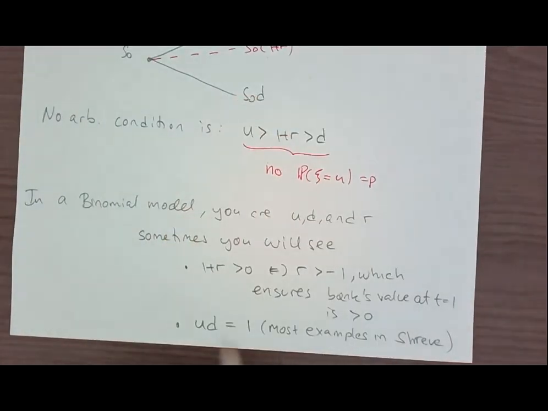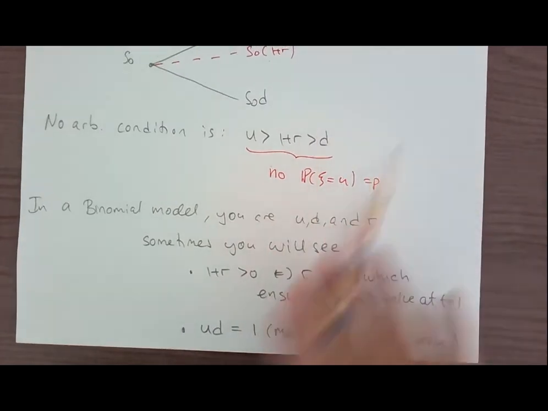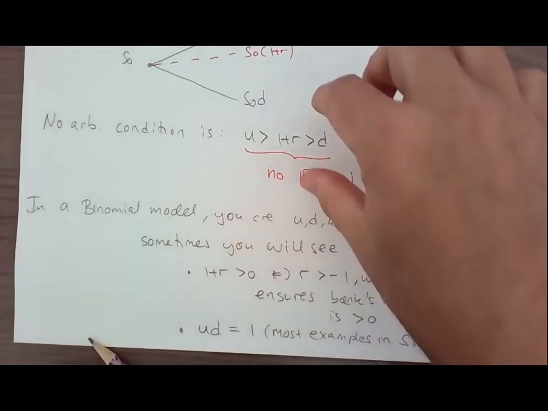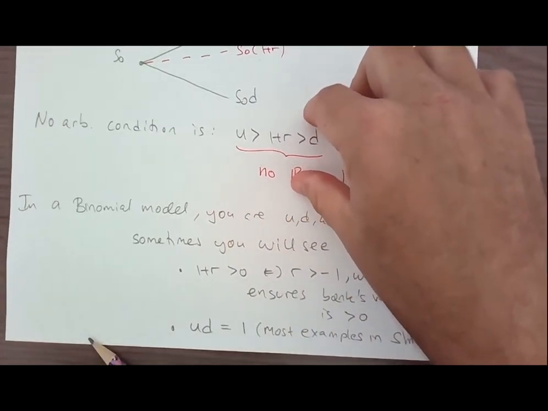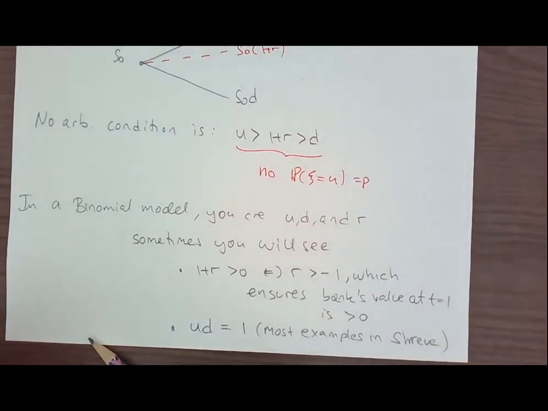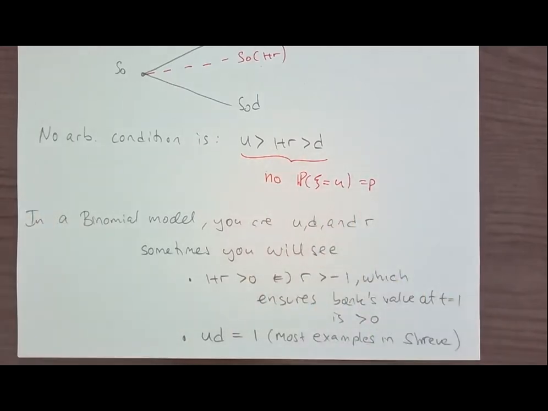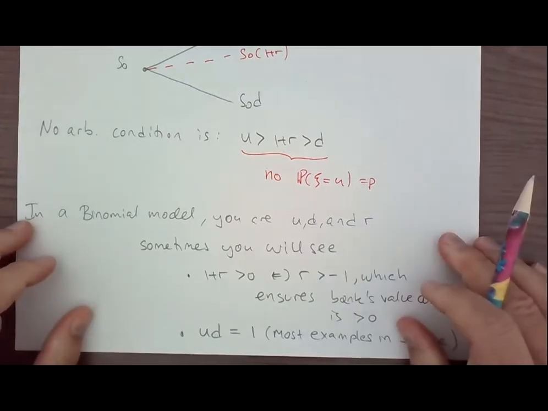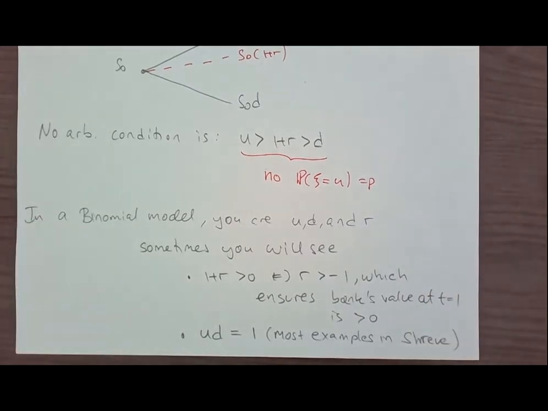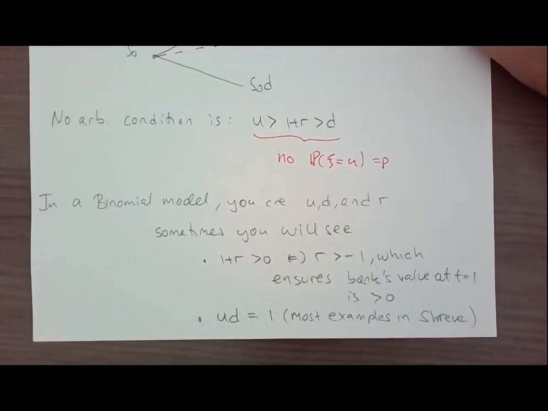So very often you'll see these properties in the example. But this here is not no arbitrage. No arbitrage is this one. No arbitrage always should be checked. Make sure that you have parameters that satisfy this, otherwise there's something wrong in your model. Any other questions or comments before we move on?